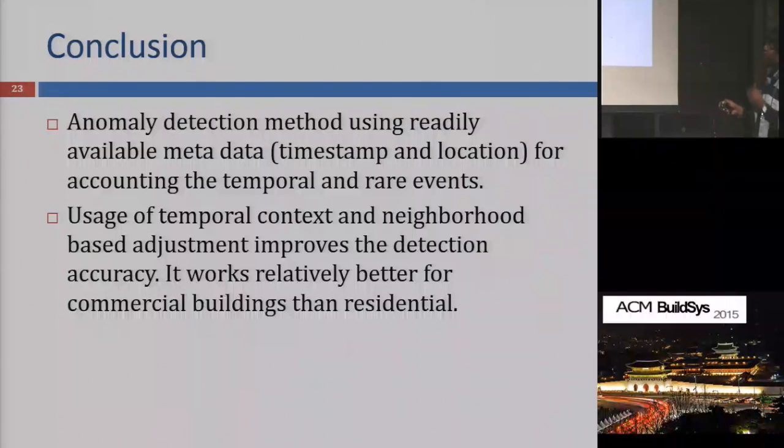So in this work, we presented an anomaly detection method using partial context information, particularly only the timestamp and the location information, to account for temporal context and for rare events that may affect multiple buildings. The usage of temporal context and this neighborhood-based adjustment improves the detection accuracy, particularly when we want to include some context information. It works relatively better for commercial buildings than residential ones. The reason is that residential buildings don't have that much fixed schedule by the occupants, particularly for the data set we used. Thank you.